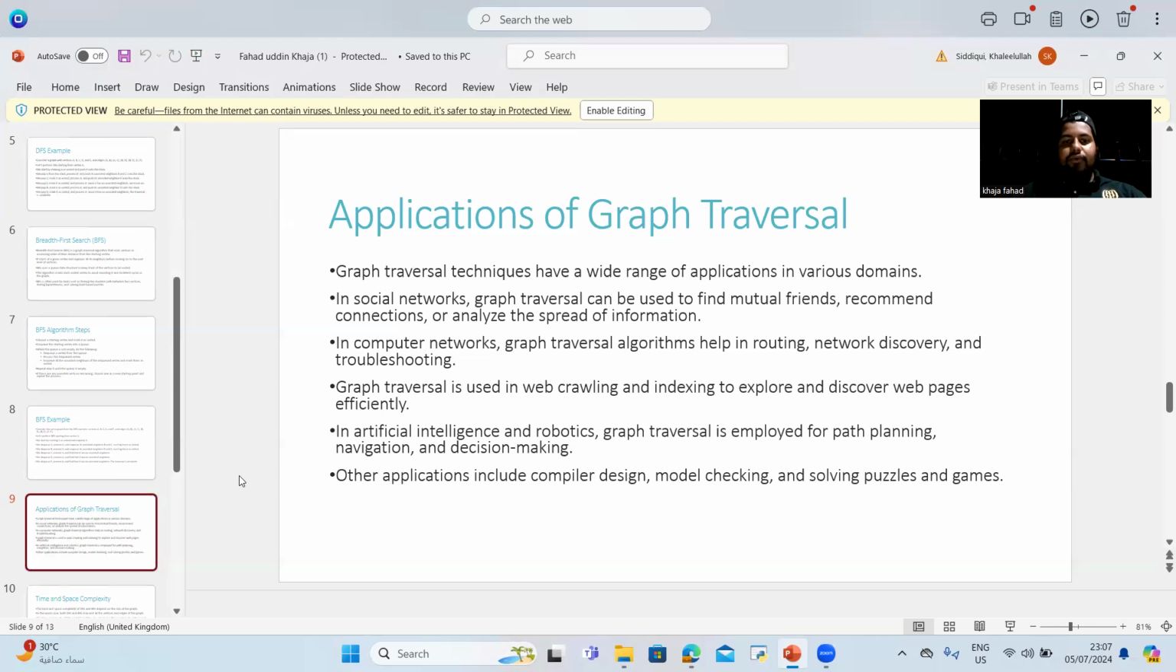Graph traversal is used in web crawling and indexing to explore and discover web pages efficiently. In artificial intelligence and robotics, graph traversal is employed for path planning, navigation, and decision making. Other applications include compiler design, model checking, and solving puzzles and games.